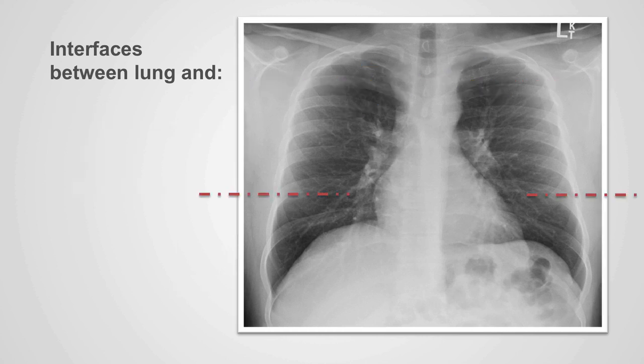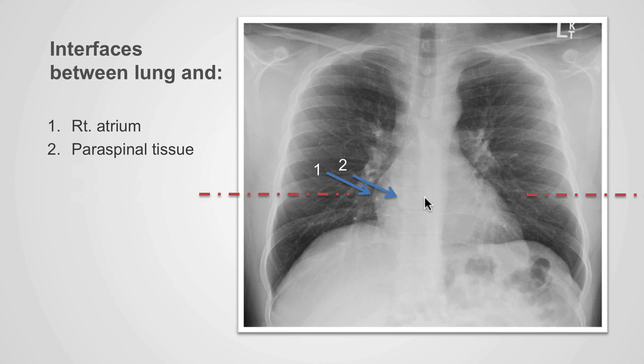Now, if we moved our line more inferiorly, we can also identify various interfaces. Can you identify what would cause the interface between the lung and here? That is the right atrium. We can see another interface in this region, and that is caused by the paraspinal tissues.